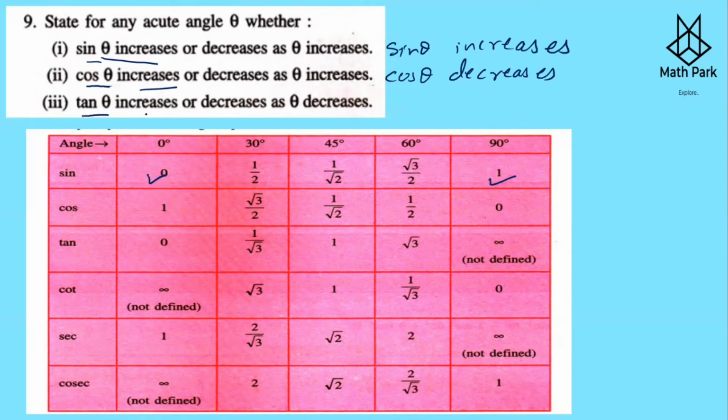What about tan theta? Tan 0 is 0, tan 30 is 1 by root 3, tan 45 is 1, and then tan 60 is root 3, which is 1.732. So what is happening here? Tan theta is increasing as theta increases. When theta is decreasing, so we are looking from 90, tan theta is also decreasing. You need to read this carefully. As theta is decreasing, tan theta is also decreasing. Got it?